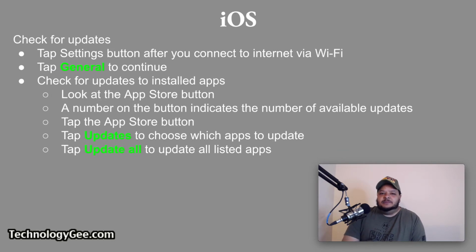iOS. To check for updates for an iOS device, tap the Settings button after you connect to the internet with Wi-Fi. Tap General to continue the process. To check for updates to installed apps, look at the App Store button. A number on the button indicates the number of available updates. Tap the App Store button, then tap Updates to choose which apps to update. Tap Update All to update all listed apps.